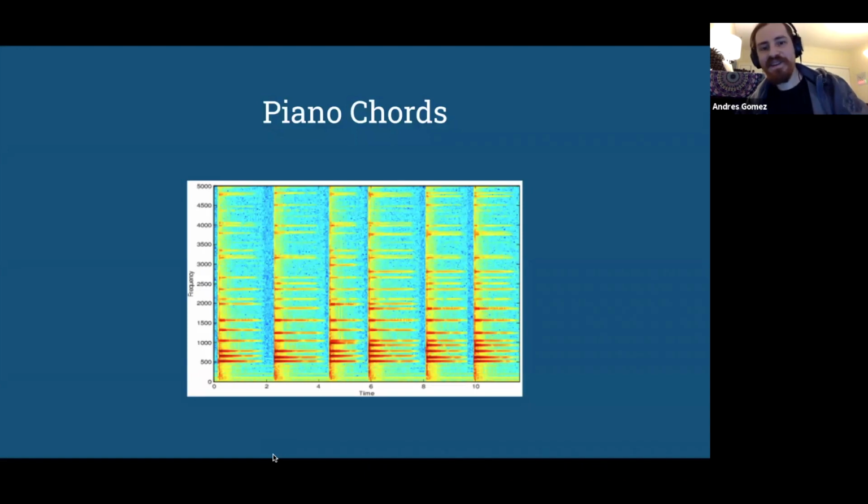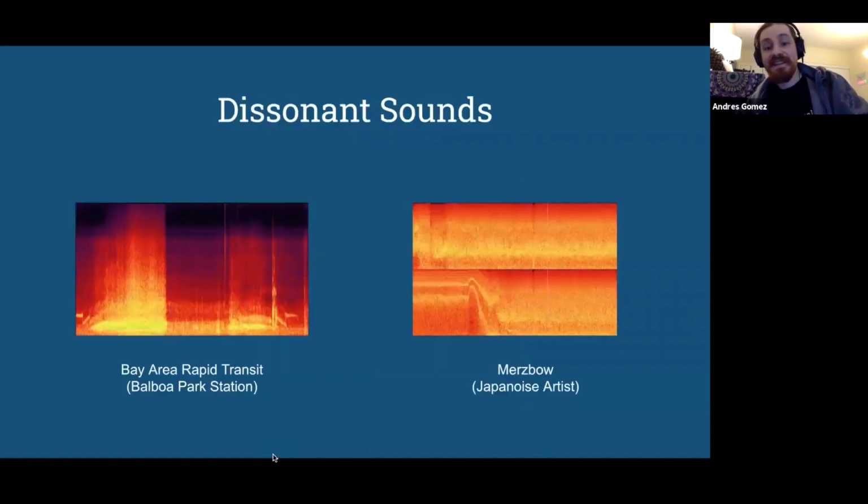These are just examples of a piano chord. Dissonant sounds. I can send you a link to all of these sounds after the presentation. I have some links on a SoundCloud account, where you can get convinced that, oh gosh, these are actually really, really bad sounds. It's not that I'm saying they're bad. If you ask 100 persons, 99% of people will say they're awful.